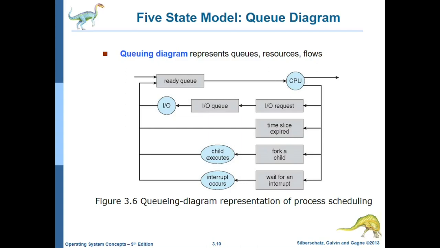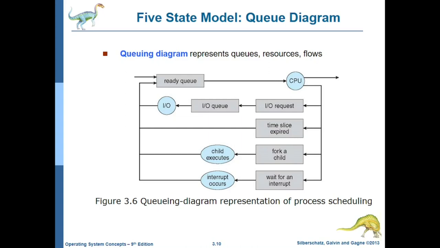The I/O queue is where processes that are waiting for an I/O device are stored. They are waiting for the device to finish its operation. The I/O device is an input-output device that performs some data transfer for the process, such as the disk or a printer.